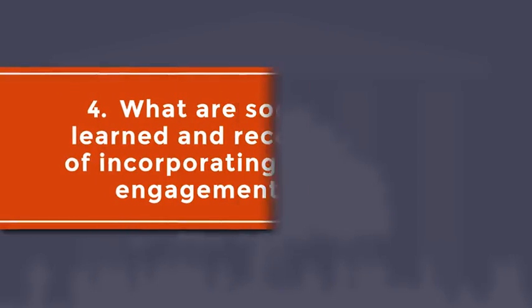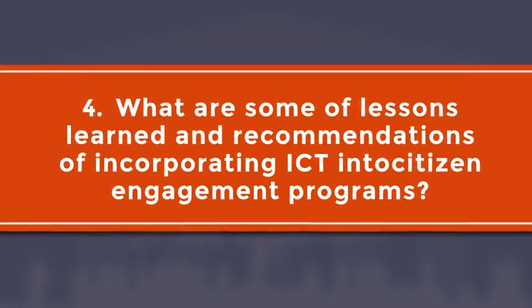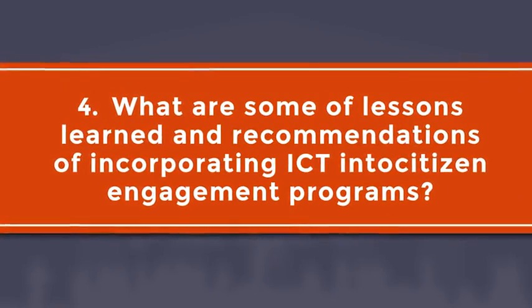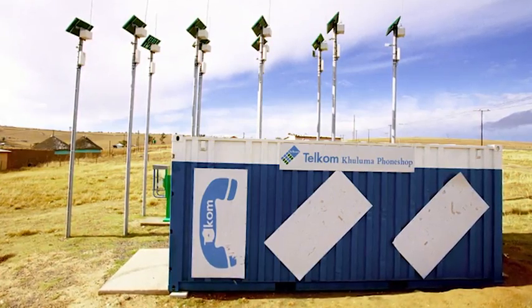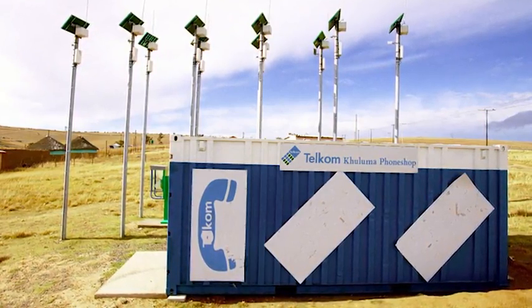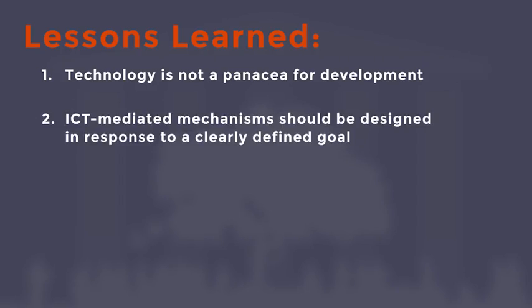So now I would like to come to the last and final question. Namely, what are some of the lessons learned and recommendations so far of incorporating ICT into citizen engagement programs? Well, the first and perhaps the most important lesson learned is that technology is not the panacea for development. A major source of failures of ICT-enabled initiatives has been the tendency to position ICTs and technology as a solution in itself. Second, ICT-mediated mechanisms should be designed in response to a clearly defined goal.